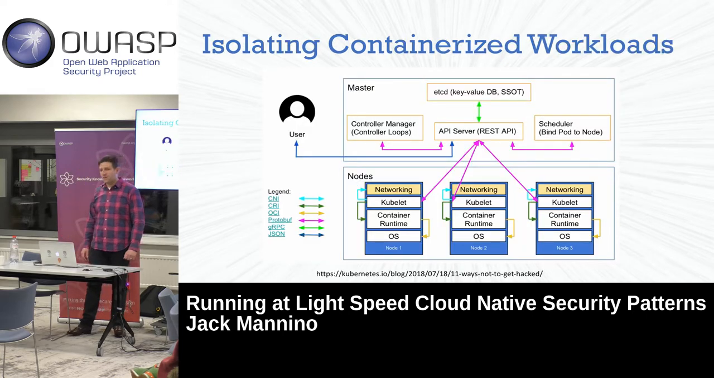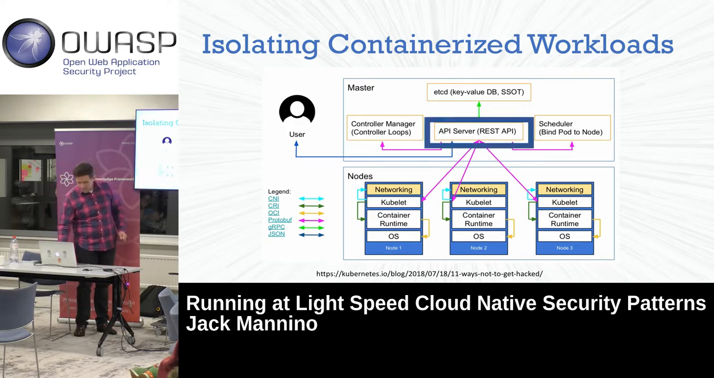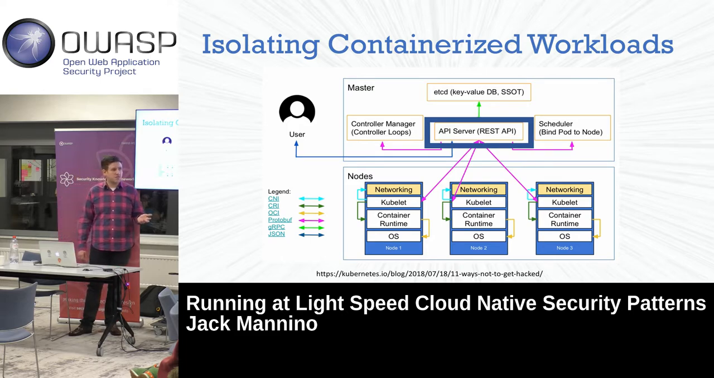With regards to containerized workloads, this is kind of what the Kubernetes cluster looks like. So we have an API server, which is pretty much how you do most management: spinning up new containers, killing things, pulling down secrets, attaching to volumes and stuff like that. You do most things through the API. So if you can get to the API with some level of privilege, you can do some really bad things.